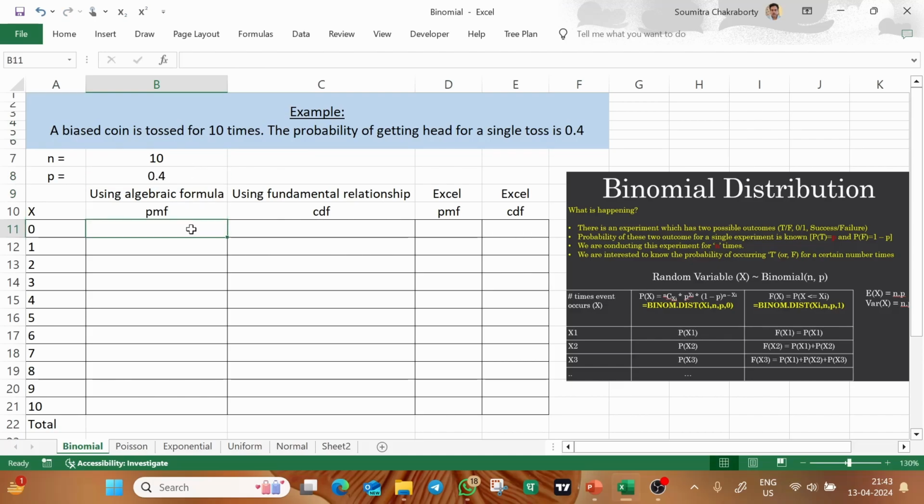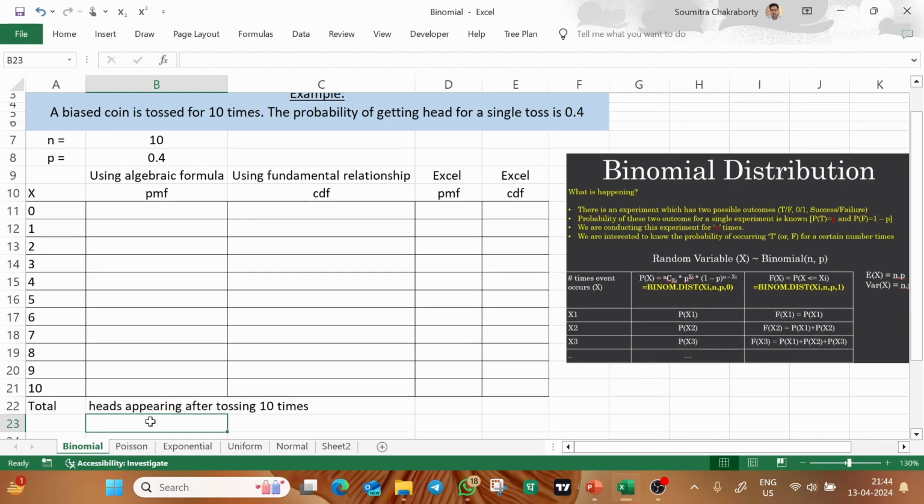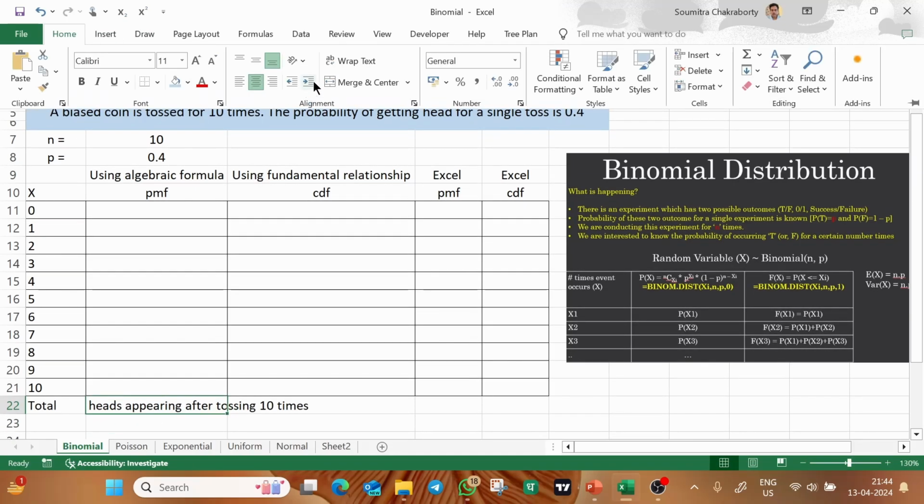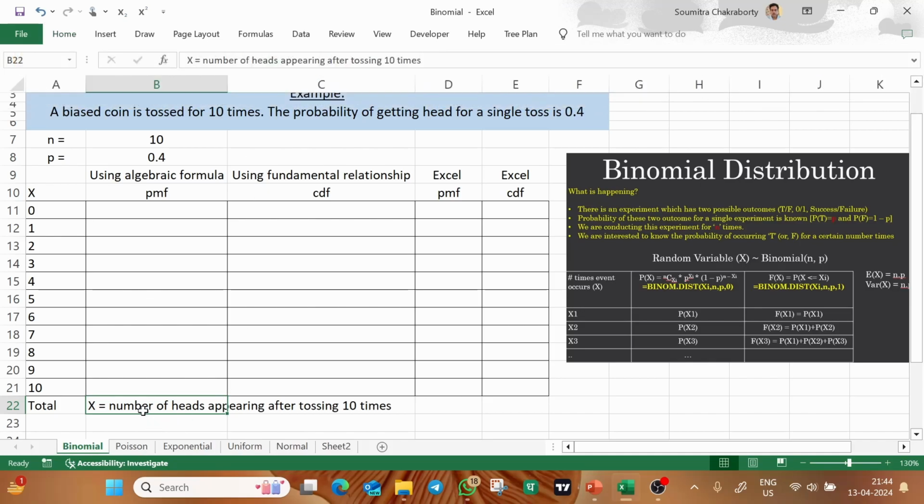Okay, so now what could be the possible outcome of this random variable x? First off, you need to define the random variable x. So what could be the definition? The definition is x equal to the number of heads appearing after tossing 10 times. So this is our definition of random variable x.